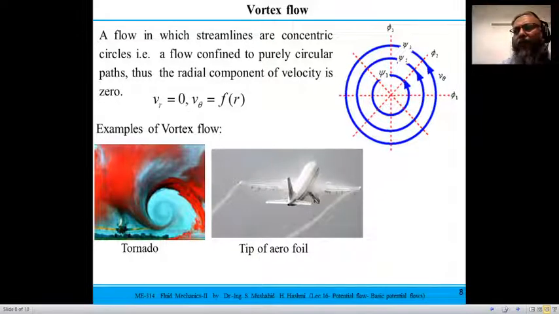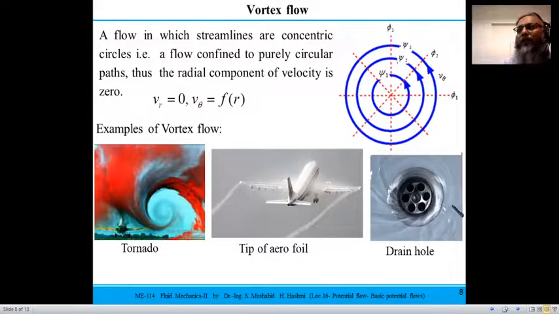So this is an aerofoil, this wing, and on the tip, these circles, vortices, are present. That is actually close to vortex flow, and you can see the flow in the drain hole. Can we think of the acting component as concentric circles now? So it can be approximated, not exactly, but it can be approximated.